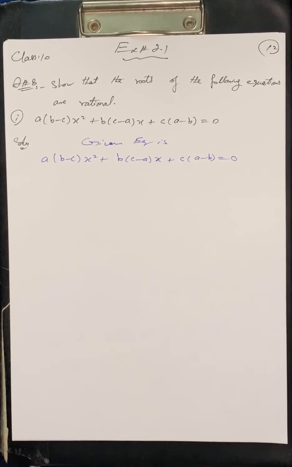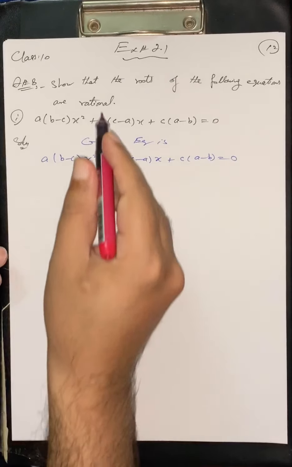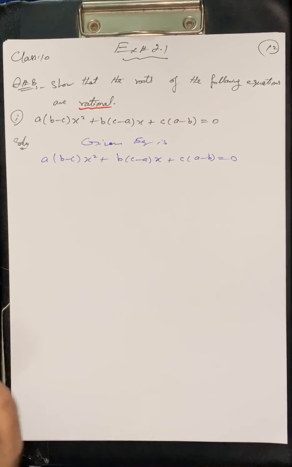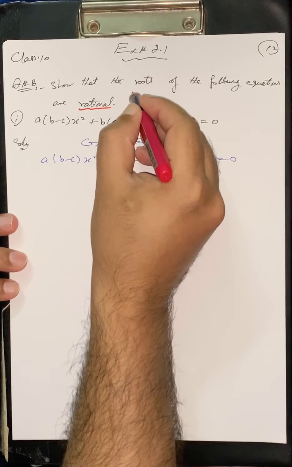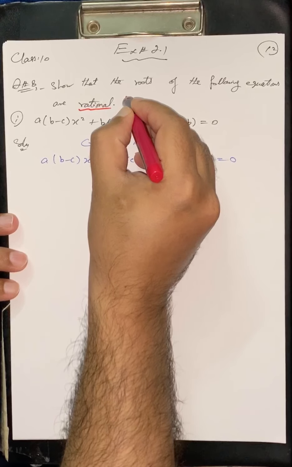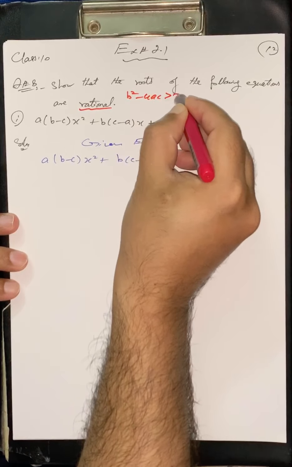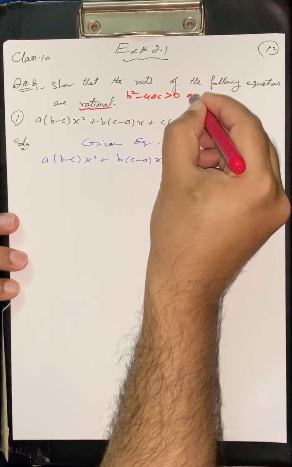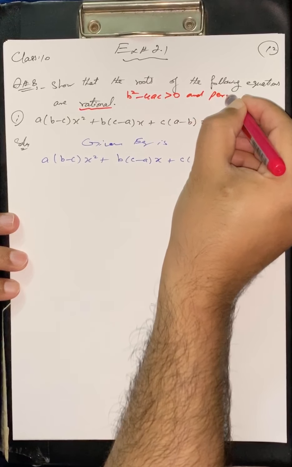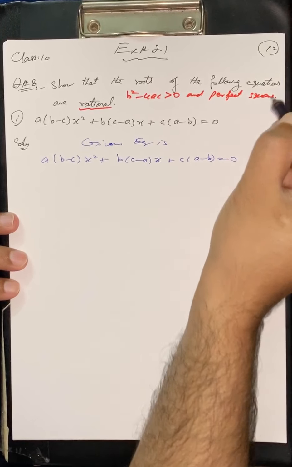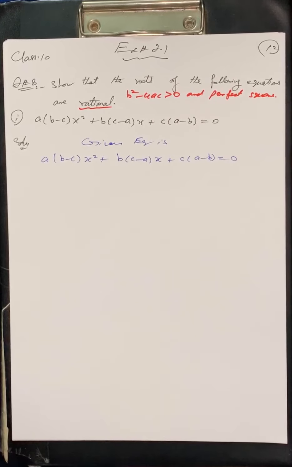Class 10, exercise 2.1, question number 8. Show that the roots of the following equation are rational. When roots are rational, you know that the discriminant, b square minus 4ac, must be greater than 0 and a perfect square. Then the roots are rational. Okay, dear?